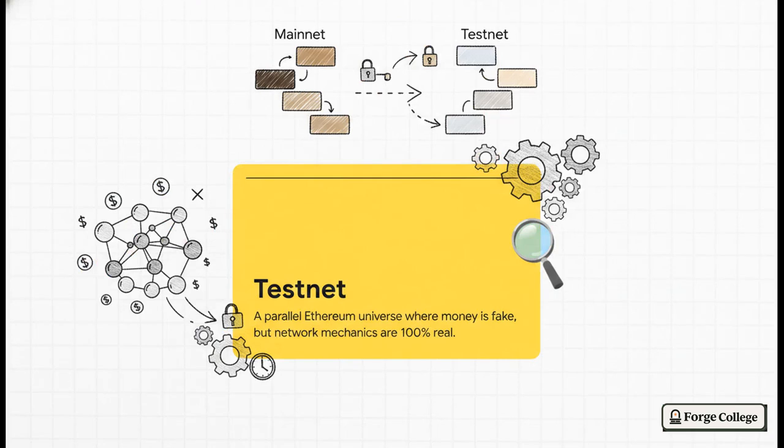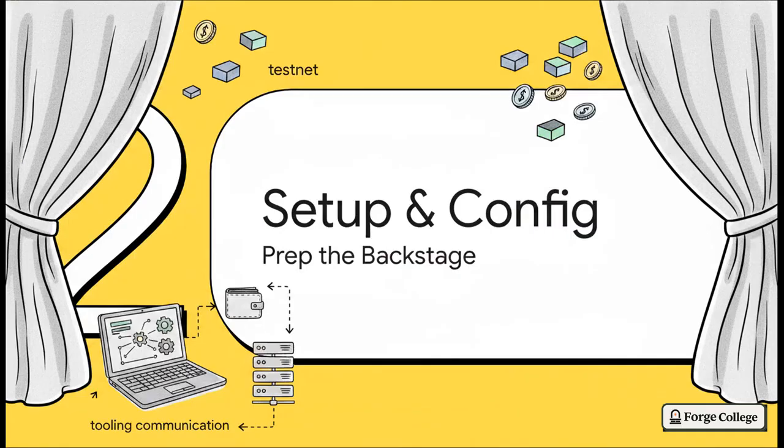As you probably know, testnets are our ultimate safety net. We don't need to worry about real capital. But the network mechanics, I'm talking about the cryptography, the gas limits, the block mining times, and the asynchronous nature of the blockchain, those are 100% real. It's like a parallel universe. It is the absolutely perfect, risk-free dress rehearsal environment for Web3 developers to prove that their automation holds up in the wild. Moving right along to our pre-show setup and config.